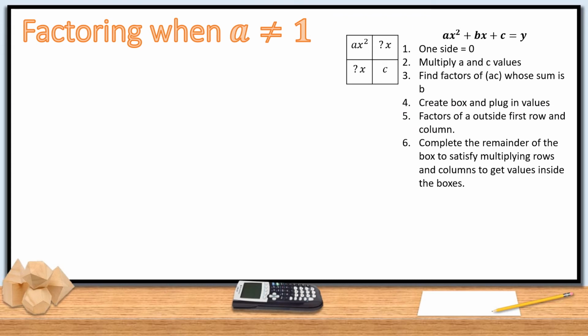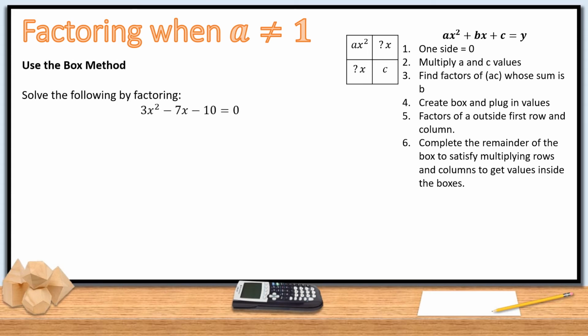All right, we're going to look at factoring now when the a value is not 1. So typically it's going to be either a fraction, or a number greater than 1, such as 2, 3, 4, 5. And just the standard factoring method doesn't quite work here. So we're going to do what's called the box method, or sometimes known as the window pane method. You can see the steps on the side there, but I'm going to go through them with you.